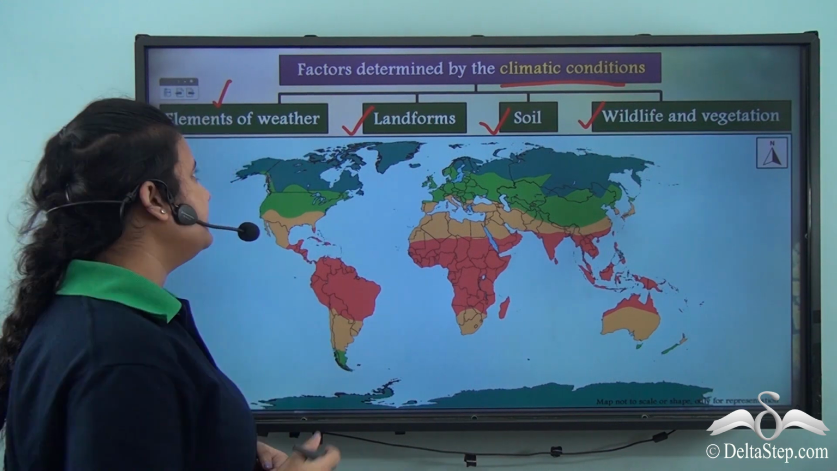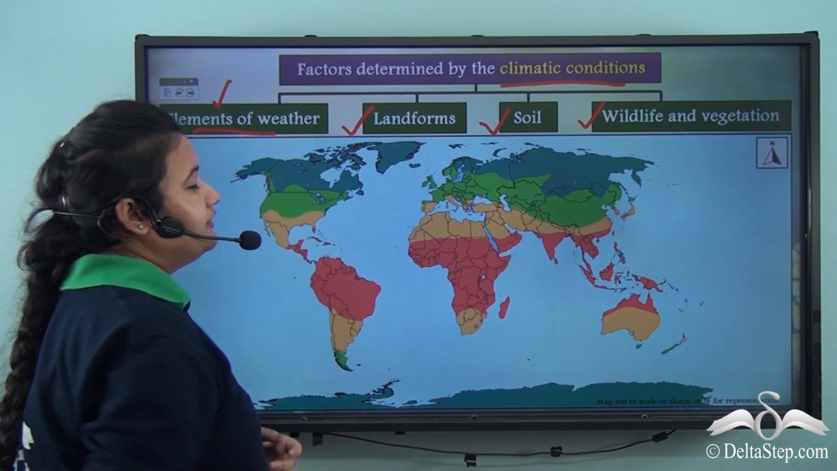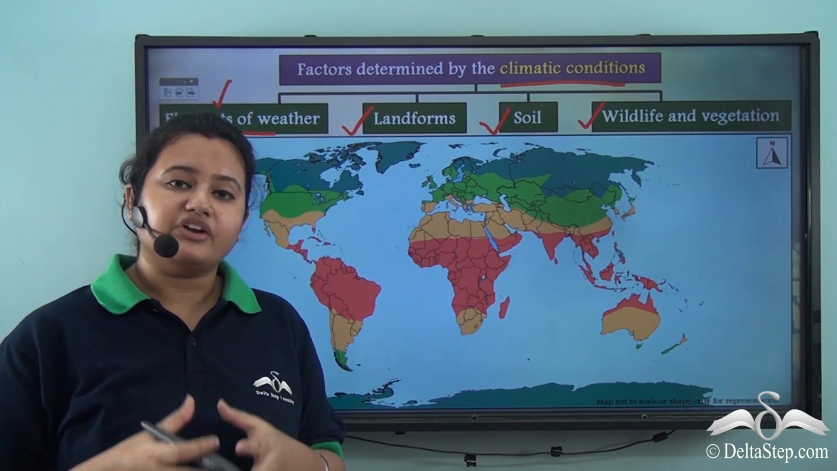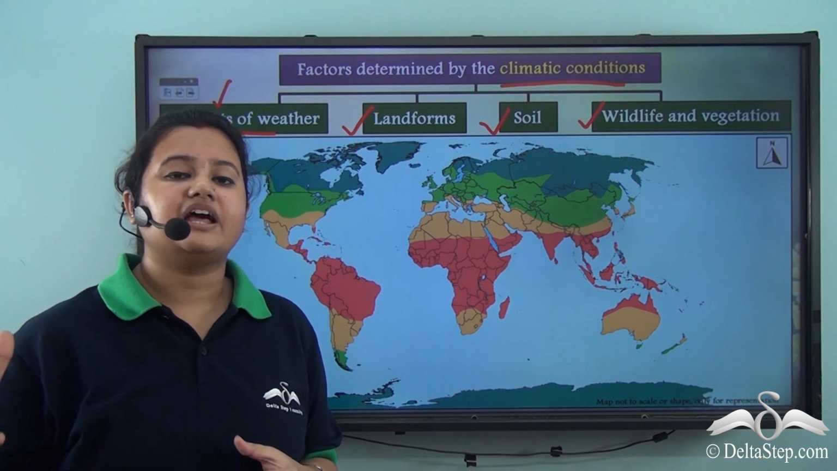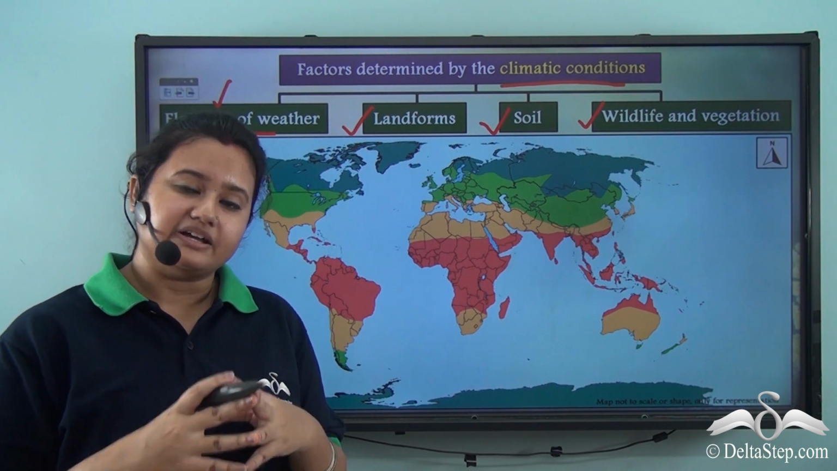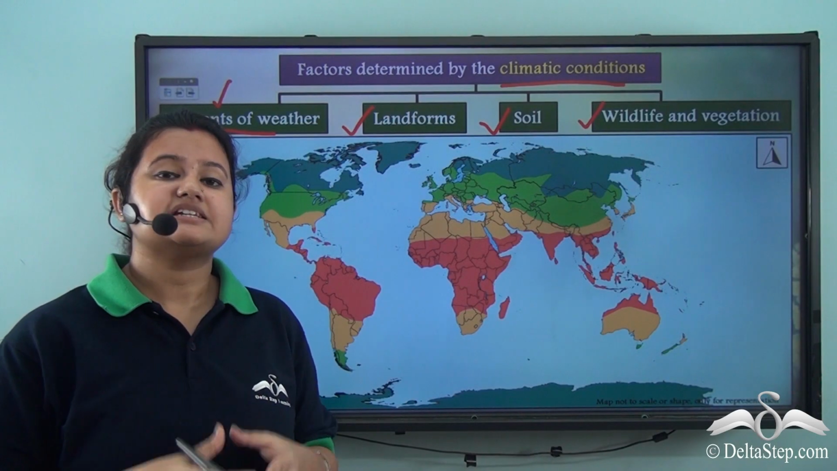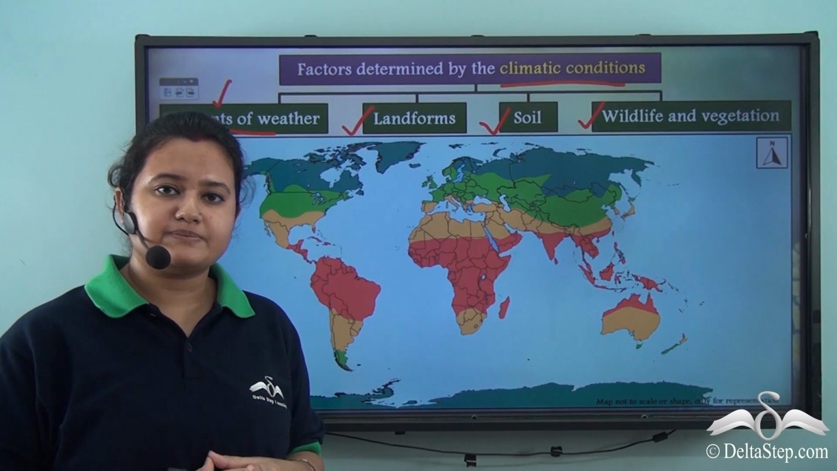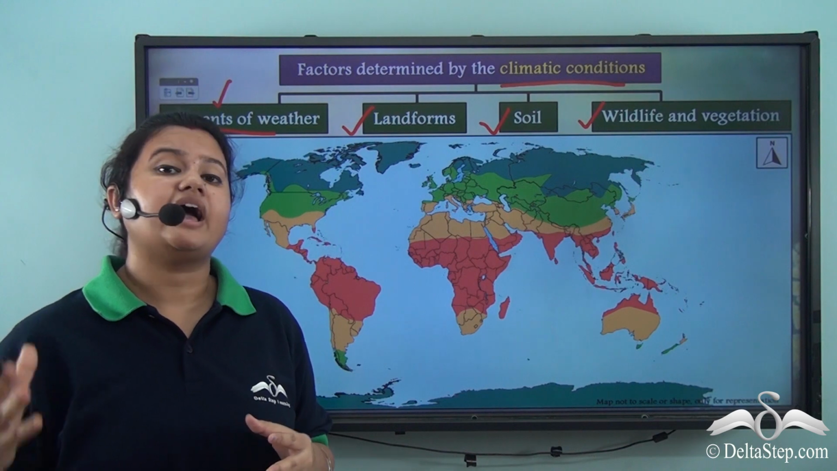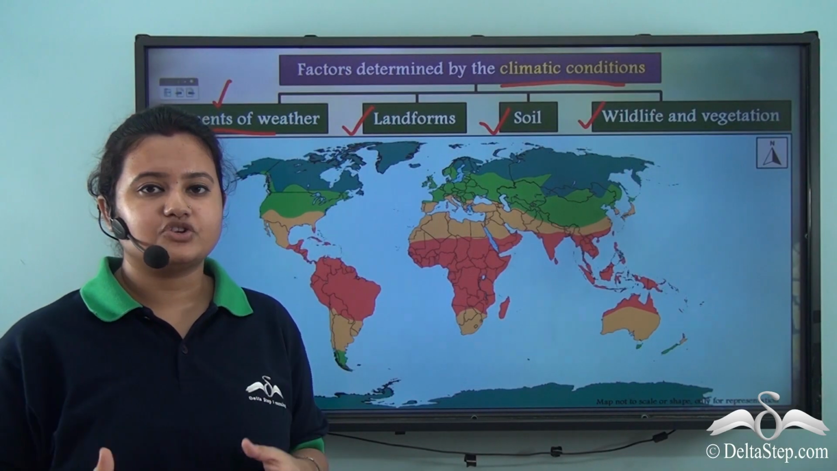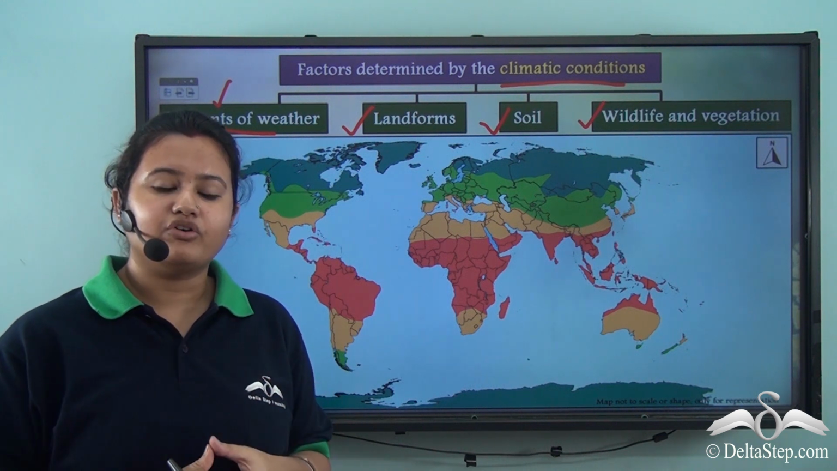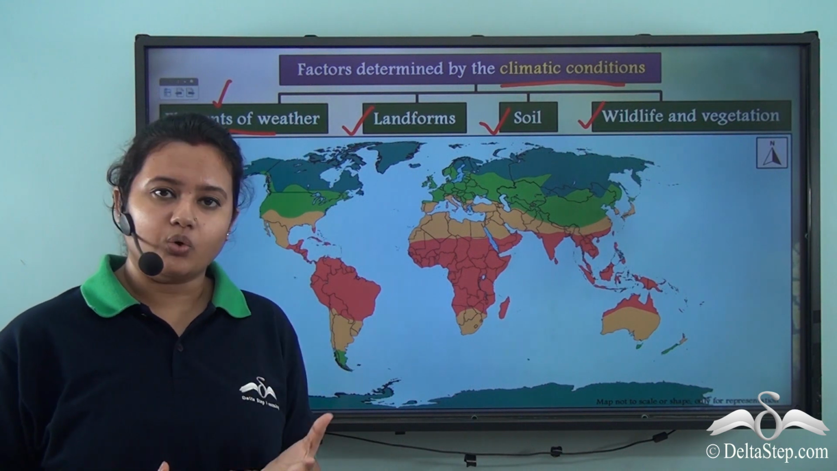For example, the elements of weather like humidity, rainfall, temperature, etc. prevailing in different natural regions of the world are different. This is to say that a rainforest usually experiences high temperature and high annual rainfall, whereas a desert is completely dry as the annual rainfall in a desert is very low.